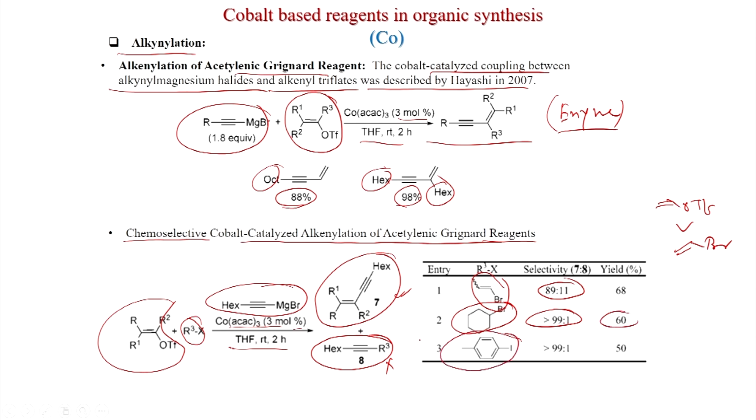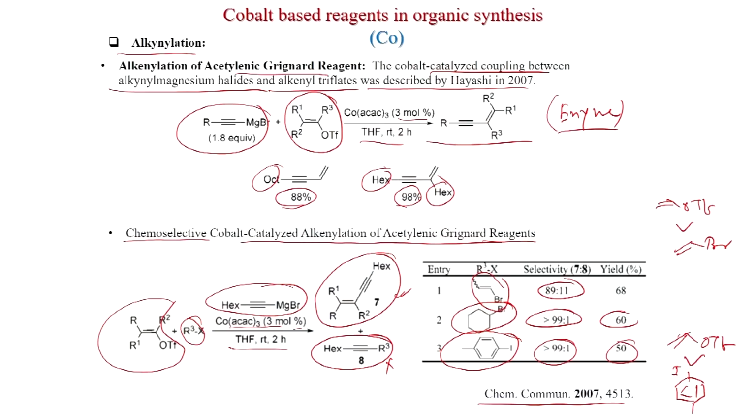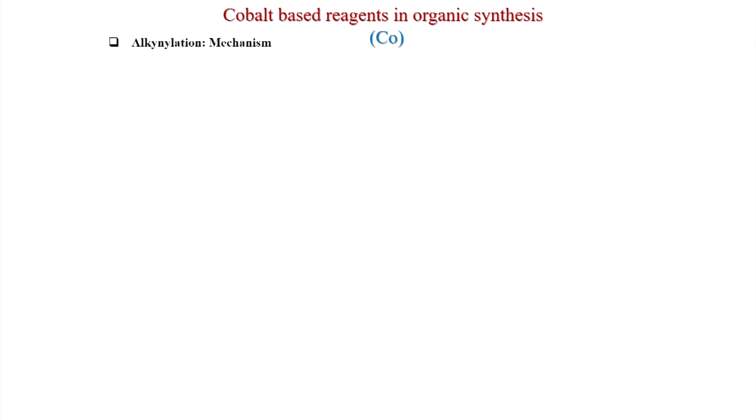Interestingly, if you have this one, para-tolyl iodide, here this product is formed selectively. So, what happens? This O-triflate is much more reactive than the iodotoluene. Here also selectivity is very good, greater than 99:1, and you get this product in 50% yield. So, this is very important. Chemoselectively, if you have an aryl iodide and vinyl triflate, the vinyl triflate will selectively couple to the alkynyl magnesium bromide. This was published in ChemComm 2007.